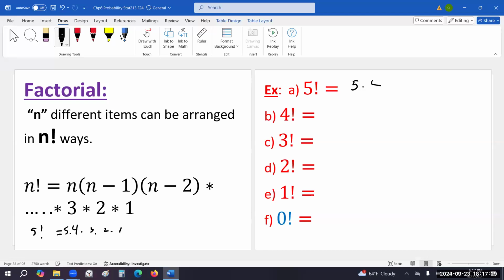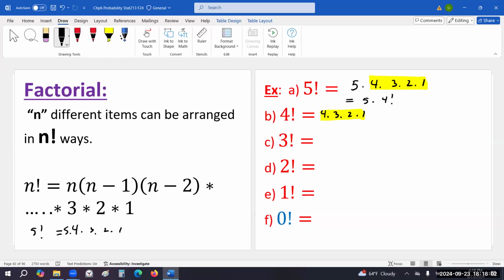So we already did 5, 4, 3, 2, 1. How about 4 factorial? 4, 3, 2, 1. So do you see the same amount we have here, right? This is cool, right? So we can simply write this as 5 times 4 factorial. Can we? We can, right?